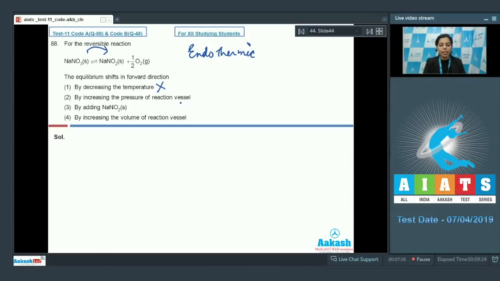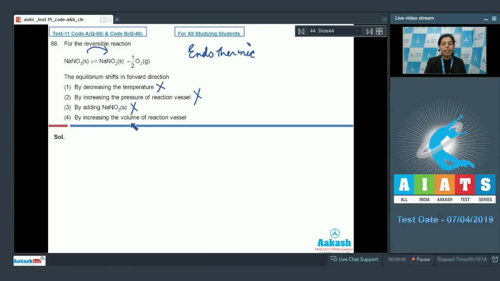Further, by increasing the pressure of the reaction vessel. By increasing the pressure, the reaction will go in that direction in which pressure is reduced. It means where the number of moles is less. In this case, you will see that on the reactant side only 1 mole is there, while on the product side there are 1.5 moles. So if you increase the pressure, the reaction starts to move in backward direction. So this is also incorrect. Further, by adding NaNO2, you are adding a pure solid. Changing the amount of either a pure solid or liquid does not shift equilibrium in any direction. So this is also wrong.